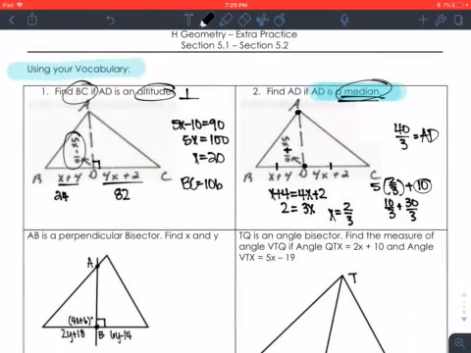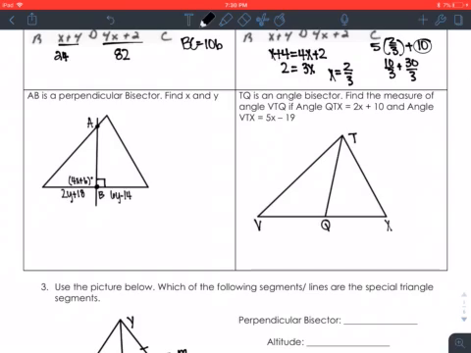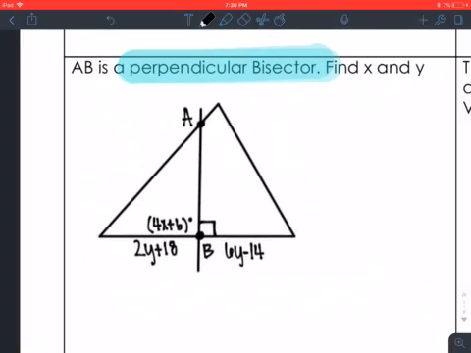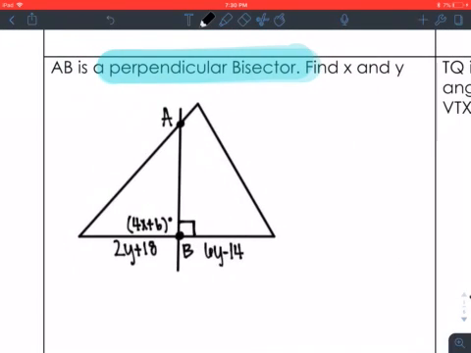Now the next one is giving us that AB is a perpendicular bisector. One thing you should recognize right away is that perpendicular bisectors do not have to come from the opposite vertex. It can be a line, ray, or segment. There are two components within this perpendicular bisector: it's intersecting at right angles and it's intersecting at the midpoint. If you break that apart, you can tell right away what's going on. So we have to find x and y here.